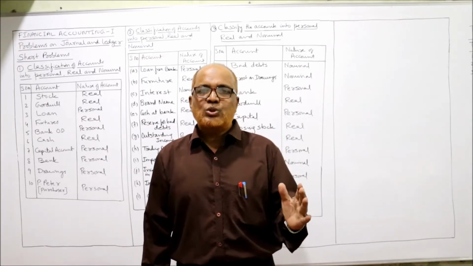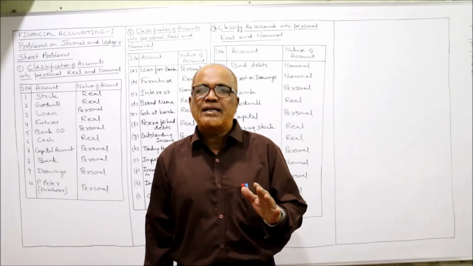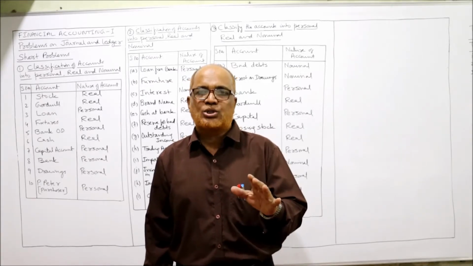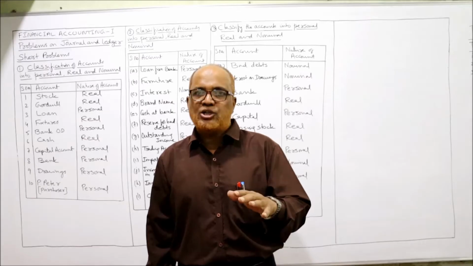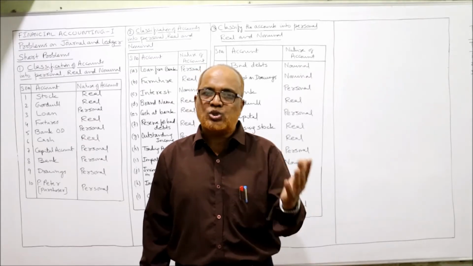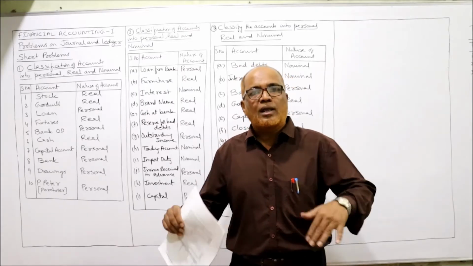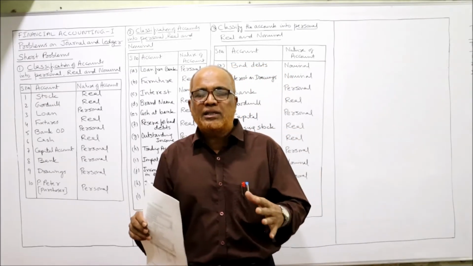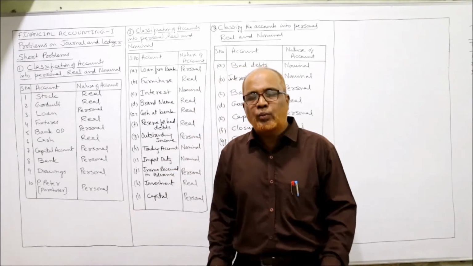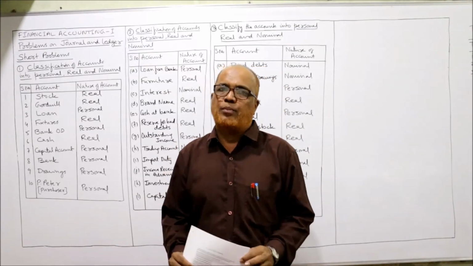In the last two videos, I have given the complete explanation about the journal, ledger, journalizing and posting it into ledger accounts. What are the different types of accounts? What are the rules of accounting? All these things I have explained in the last two videos. Now I'm going to start the problem.